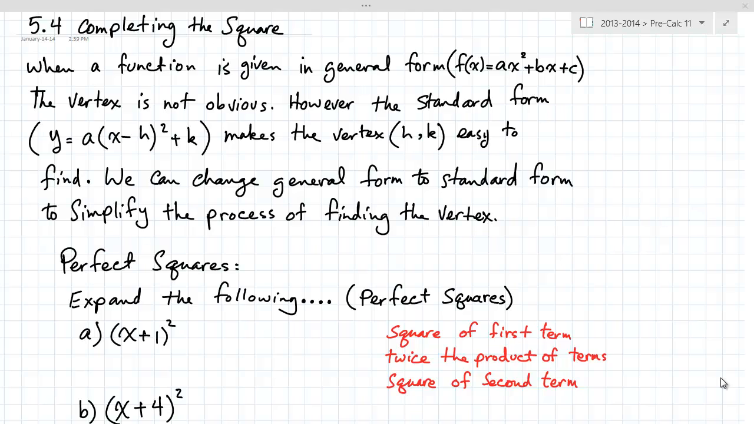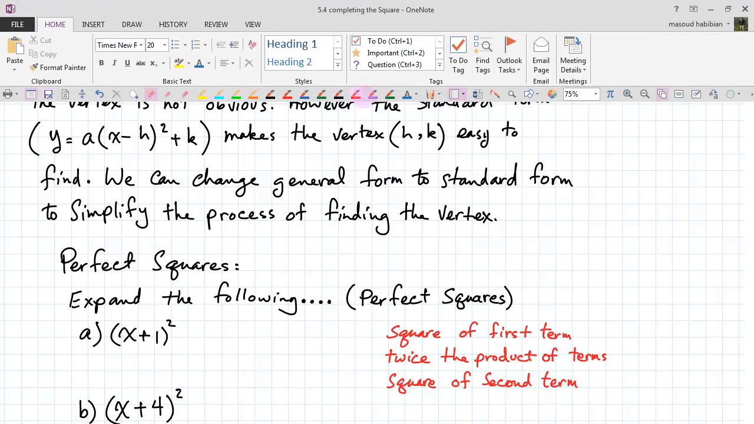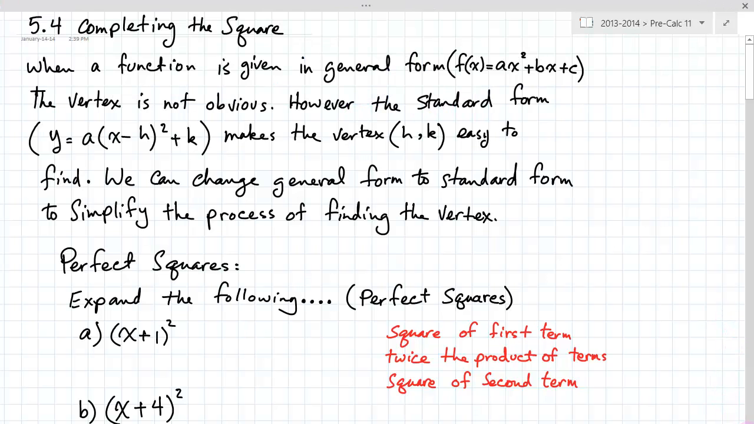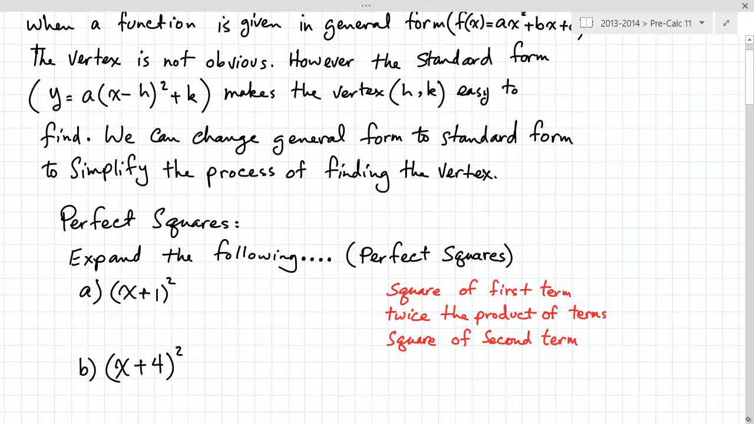So now we want to change the general form to standard form to simplify the process of finding the vertex and finding the zeros. And that's called completing the square. To be able to do that, we need to go through some preliminary steps, right? Those preliminary steps depend on the things that we've done before, in our lessons and in previous grades actually. So we're going to go through all of those steps. If you want to take a note of all of this, you can go ahead and take a note.